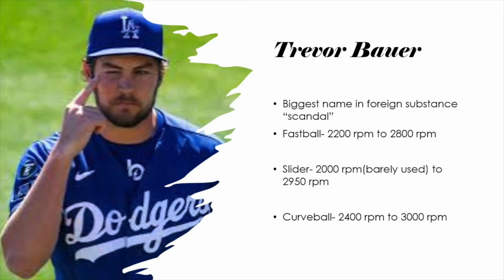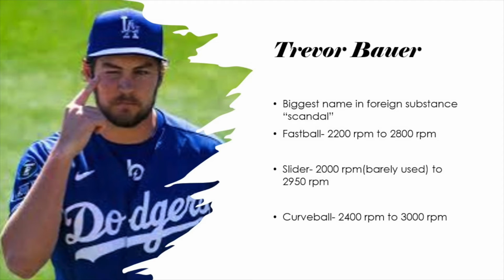And then when you look at the slider, at the beginning of his career, he didn't even use his slider. He only threw it like 10 times per season in 2015 and 2016. And when he did throw it, it had a very low spin rate of just about 2,000 RPM. And as he was able to use the foreign substance and gain spin rate, he got a slider up to nearly 3,000 RPM, and that turned into his dominant wipeout pitch.